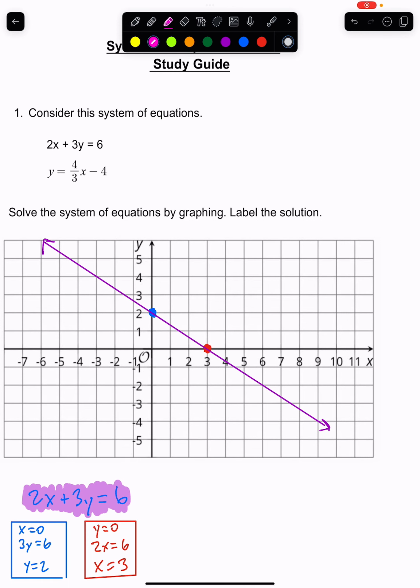This one's in slope-intercept form. What we got here with this other one is y equals mx plus b. When you see y by itself, your slope is whatever that number in front of x is. And your intercept is whatever that constant value is, the number with no variable next to it. So the slope is right here. This is our slope, 4/3.